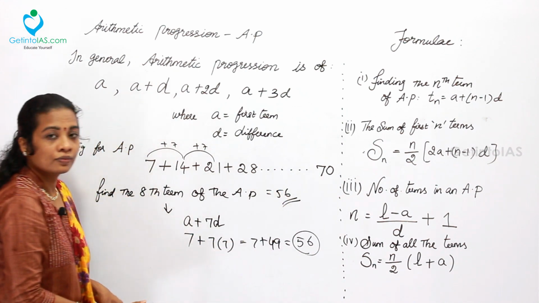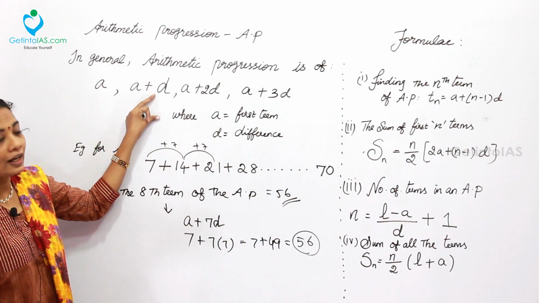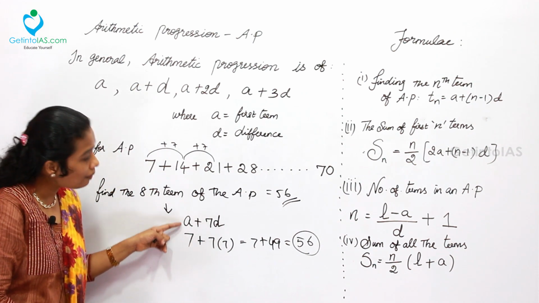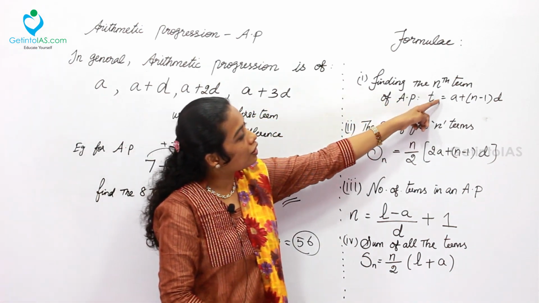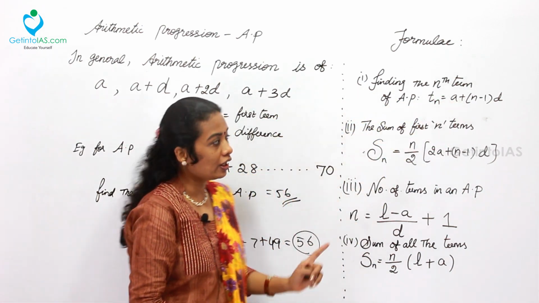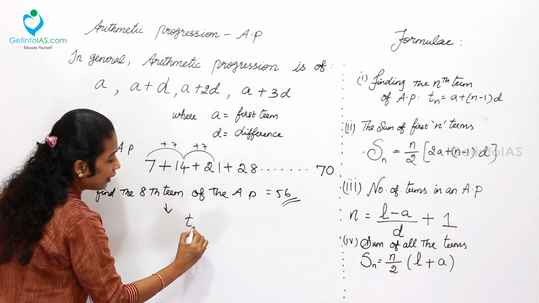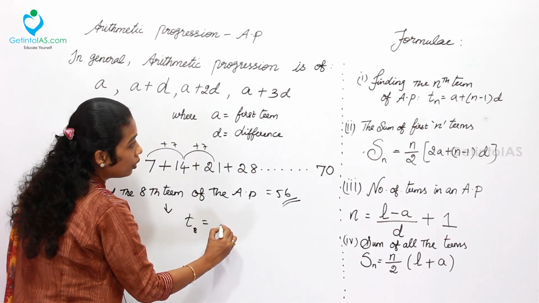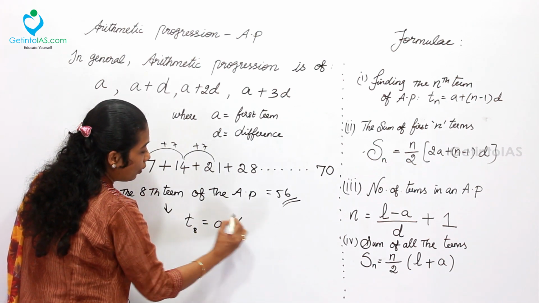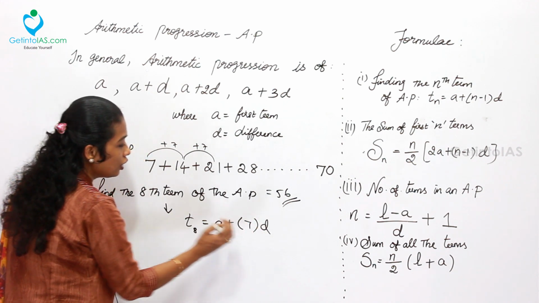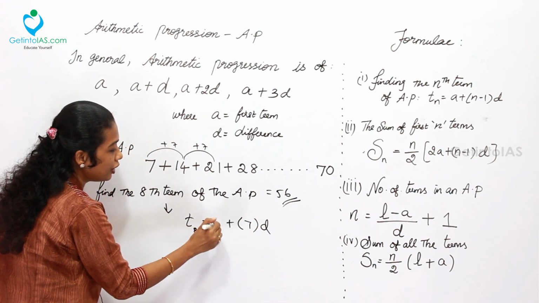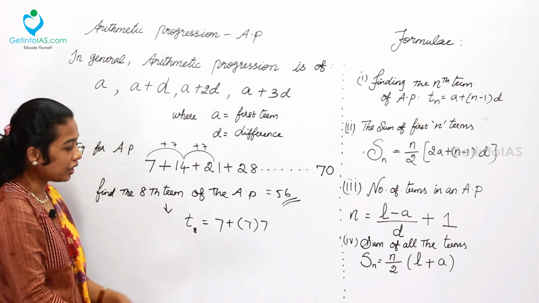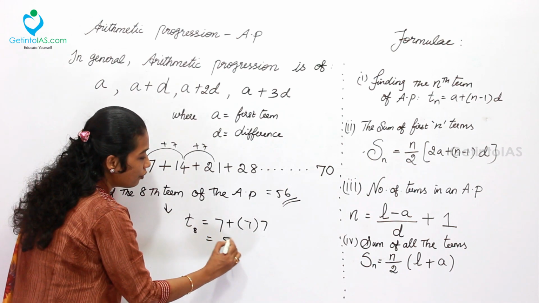I have found this without using the formula, taking only logical analysis, and simply found a plus 7d. The same is given in terms of Tn equal to a plus n minus 1 into d. So let's take that also. Tn means, here it is 8, so T8 is equal to a plus n minus 1, which is 7d. What is a here? It is 7, simply substitute. What is d here? The difference is 7. So the same as what we have taken, 7 plus 7 into 7, is simply 56.